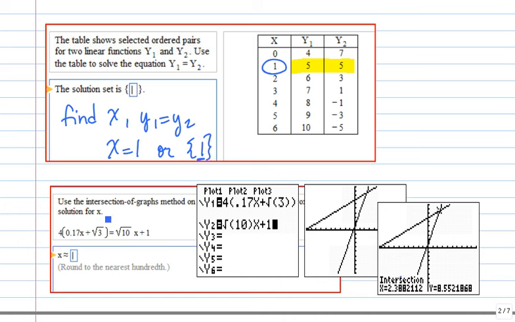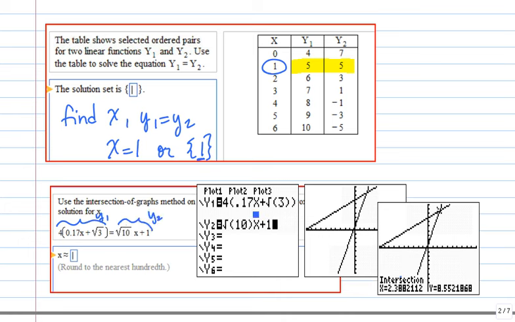The next problem is to use the intersection of graphs method to solve this equation for x. This is one that you would really want to use your calculator for to be more precise, so you could actually approximate what the square root of 3 and the square root of 10 are and so on and do it by hand. But if we're going to do the intersection of graphs, remember how we let one side be our input for y1, the other side is the input for y2.